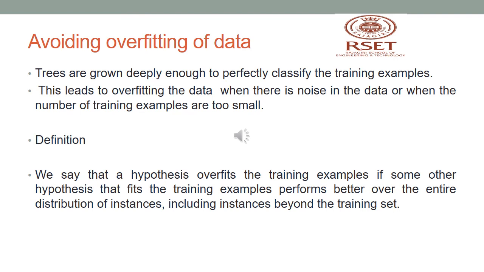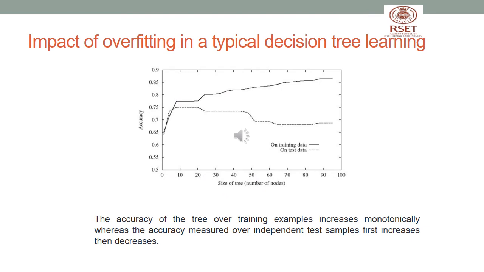The definition is: a hypothesis overfits the training examples if some other hypothesis that fits the training examples performs better over the entire distribution of instances, including the instances beyond the training set. So this is the standard definition of overfitting. In this graph, you can see the impact of overfitting in a typical decision tree learning. The accuracy of the tree over training examples increases monotonically, whereas the accuracy measured over independent test samples first increases, then you can see the value is decreasing.